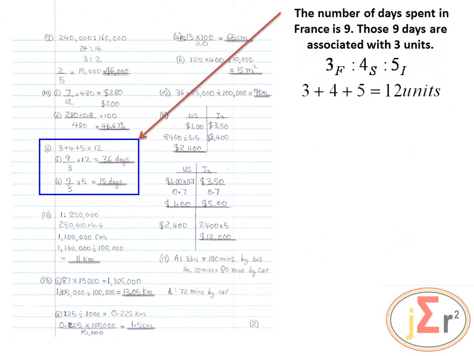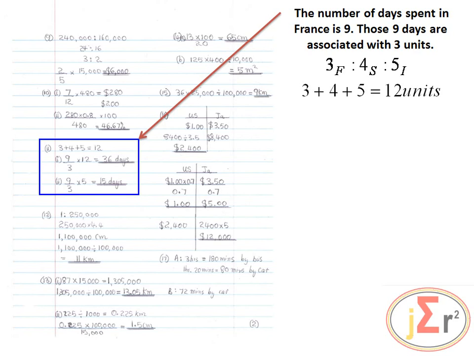For problem number 11, we have that a party traveled to Europe for a holiday. The number of days they spent in France, Spain and Italy were divided in the ratio 3 to 4 to 5. They spent 9 days in France, which is the most important bit of information that we have right here. So they spent 9 days in France.